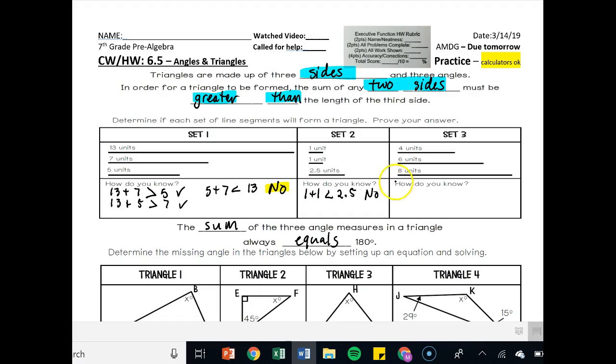Let's do set 3. 4 plus 6, that's 10, so that's greater than the third number, 8. 4 plus 8, that's 12, that's greater than the third number, 6. What about 6 plus 8, that's 14, that's greater than the third number, 4. So yes, this can be a triangle because I was able to add any combination of those three numbers, and two of them were always greater than the third.